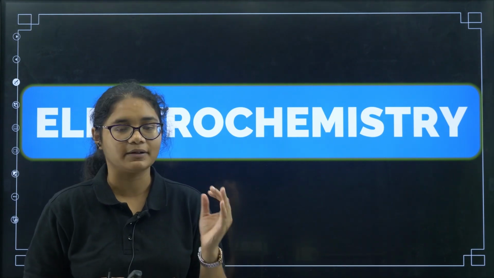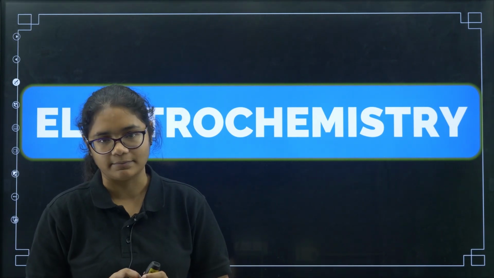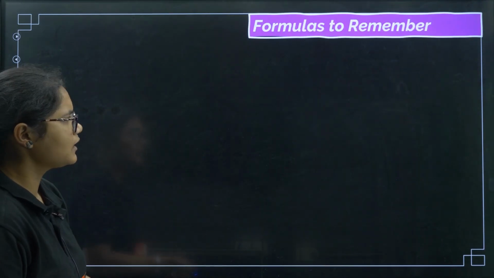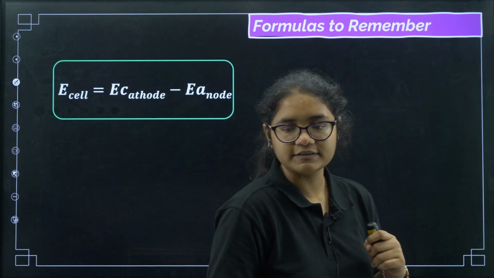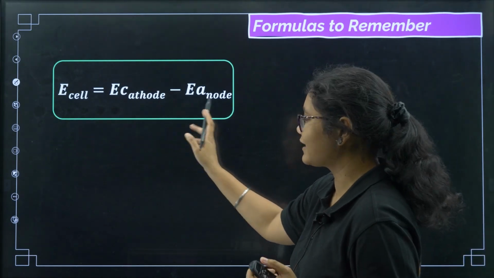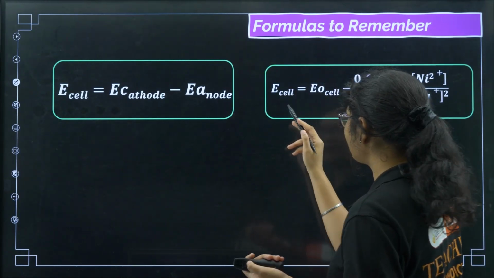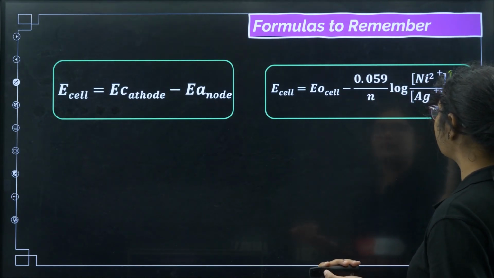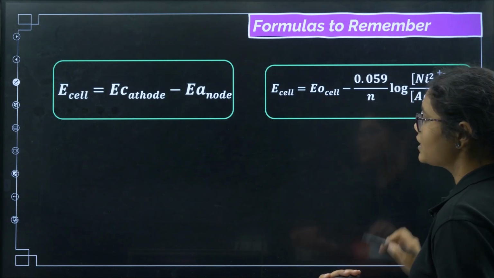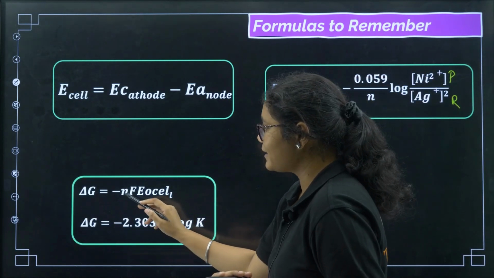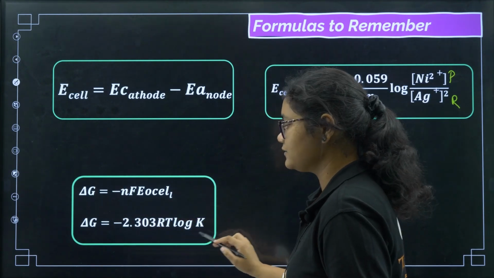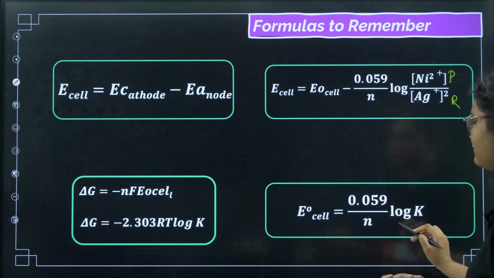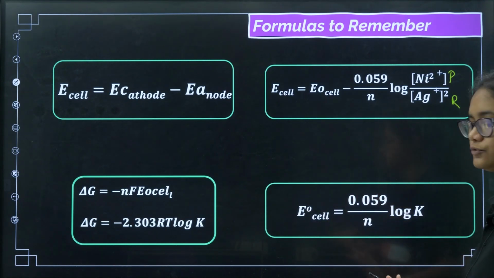Now we'll go to the next chapter and do some numericals from the electrochemistry chapter. Here you will be getting two numericals. What are the formulas that you should remember here? First, E naught of the cell is E naught of cathode minus E naught of anode. Next, you have the Nernst equation: E of the cell is equal to E naught minus 0.059 by n log of product by reactant. Next, delta G is equal to minus nF E naught of the cell, delta G naught is minus 2.303 RT log K, and then you have E naught of the cell is equal to 0.059 by n log K. These four formulas you should remember.